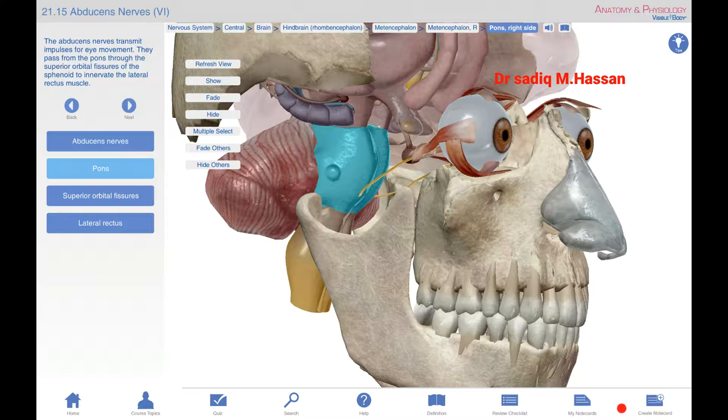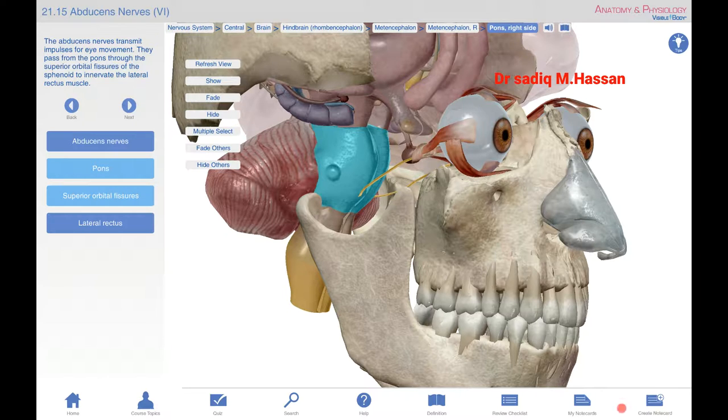Then five, six, seven start from the pons. Number eight starts in the middle, and the four other remaining originate in the medulla oblongata. Number five comes from the pons, and number six is also coming from the pons.